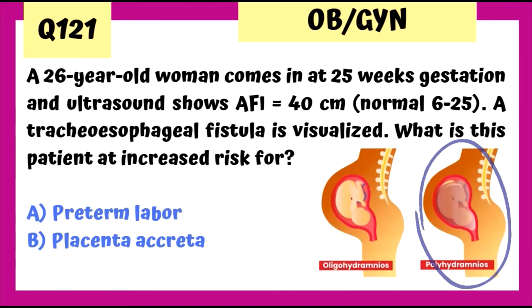Question 121, a 26-year-old woman comes in at 25 weeks gestation, and ultrasound shows AFI is 40 centimeters, so that's high, and a tracheoesophageal fistula is visualized.